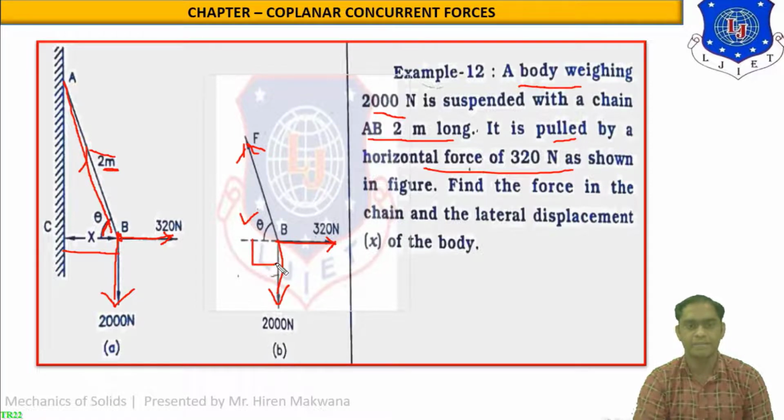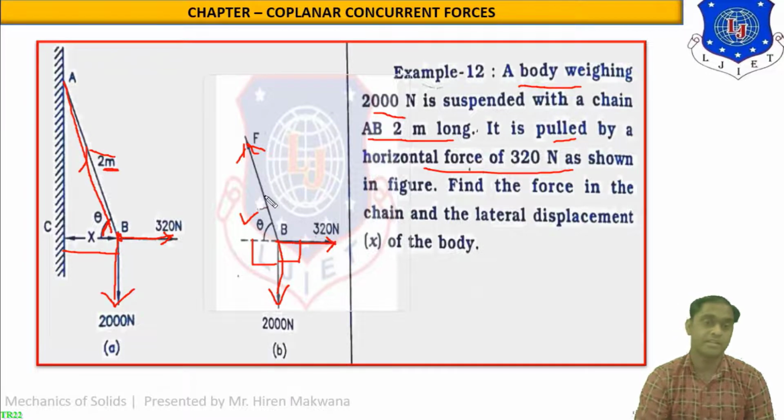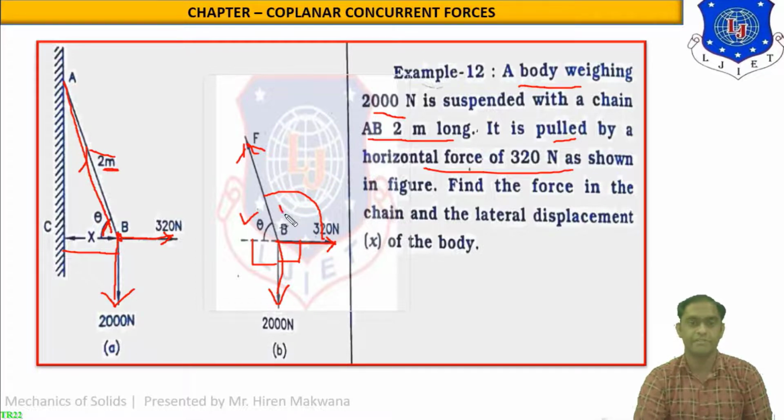This angle will be 90. This angle is also 90. And remember that this angle will be 180 minus theta from the geometry of the figure. Total angle is 180, so this angle will be 180 minus theta. What is our question? The first question is to find x, and the other question is to find this angle theta.